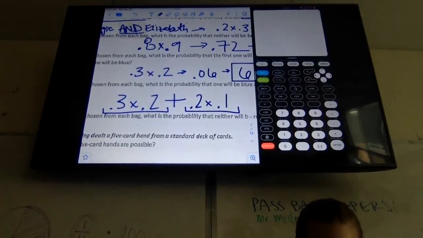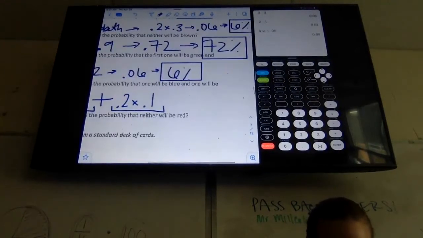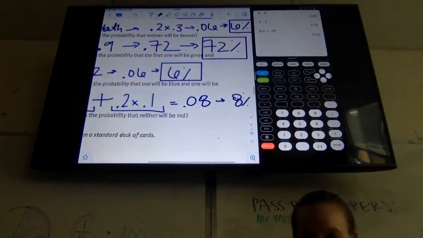Okay. So I get 0.06 and I get 0.02, add them together to get 0.08, which is 8%.